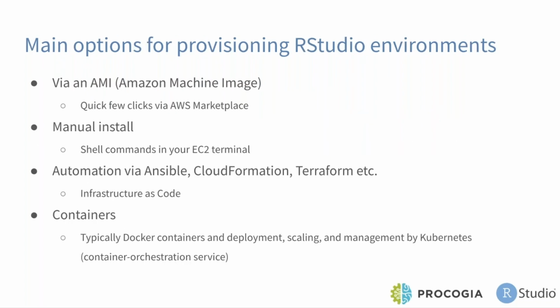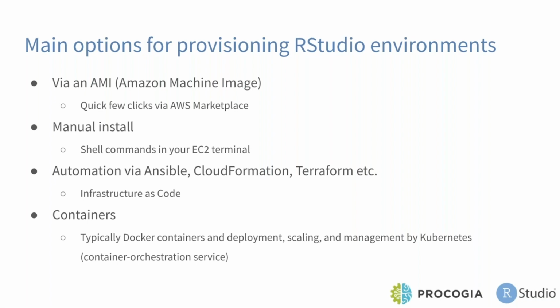In terms of the options that you have for provisioning RStudio environments, these are some of the main ones that we find ourselves discussing with clients. So you can use an Amazon machine image. That's a bundled, packaged RStudio image that is sold via the marketplace. In the case of Amazon, the Amazon Web Services Marketplace. You can easily deploy an RStudio machine with a few clicks. It's very rapid. It has some pros and cons, which we'll jump into in a future slide.